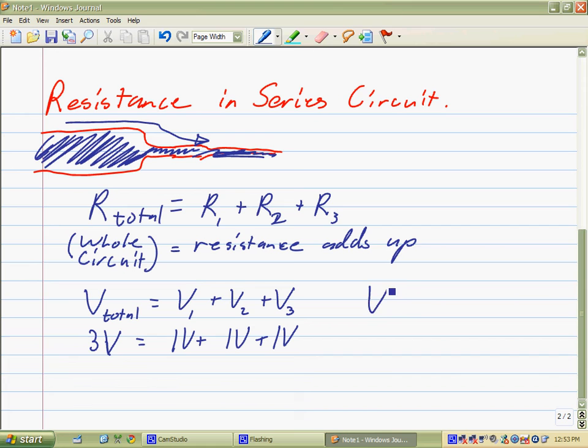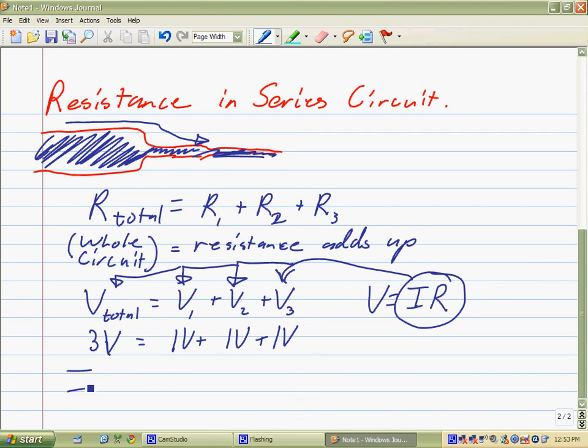Since Ohm's law is voltage equals current times resistance, I can substitute IR in for my different voltages. So I R total equals I R1 plus, that's voltage 1, plus I R2, which is voltage number 2, plus I R3. And again, I times R is the same as voltage, so we're not doing anything here, we're just substituting.